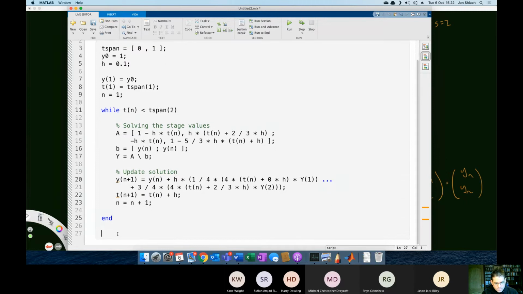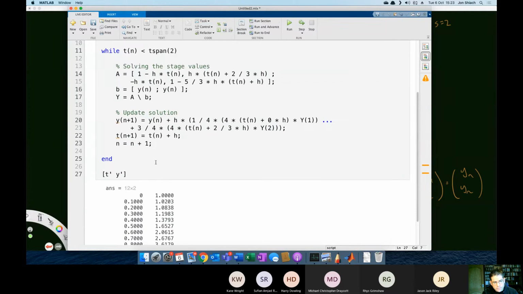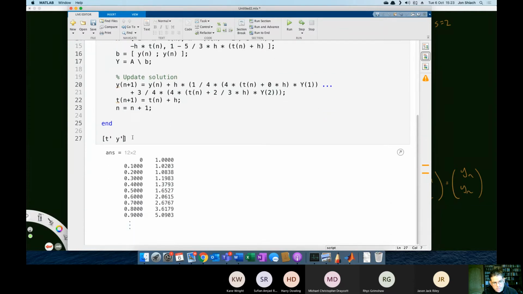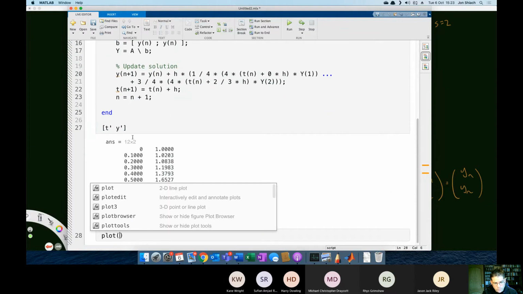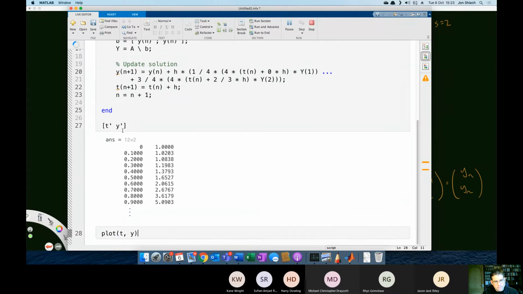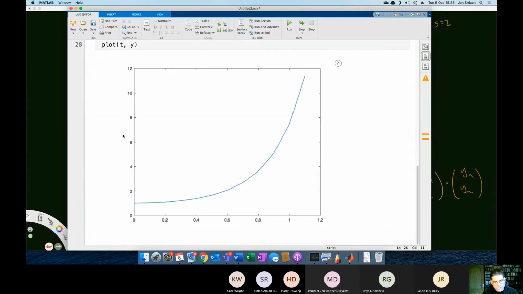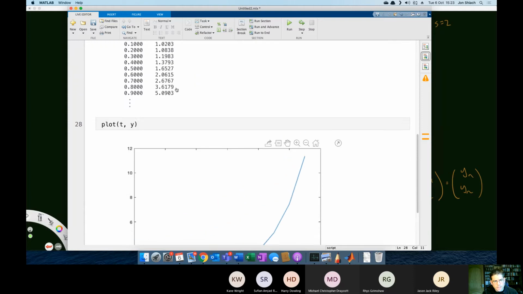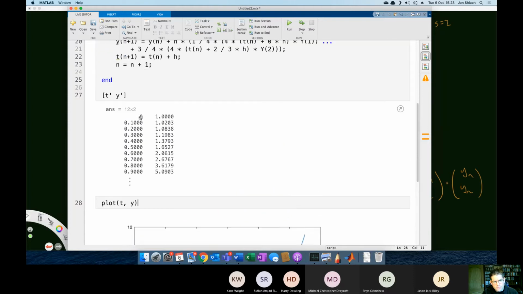So what I can do is quickly output our values for t and y. We can see we have those, and I can do a quick plot. So that's my solution. It's actually gone over the solution, probably due to computational rounding.